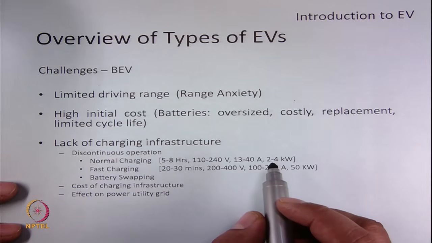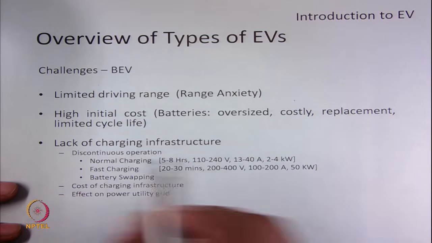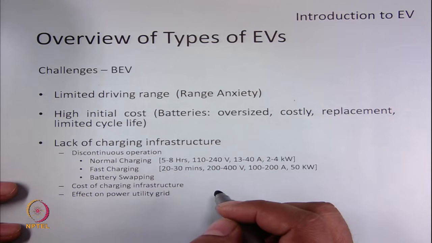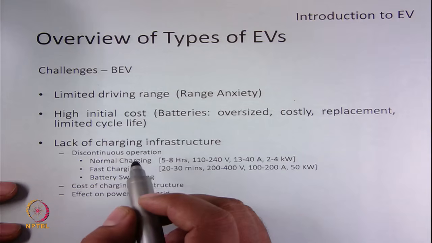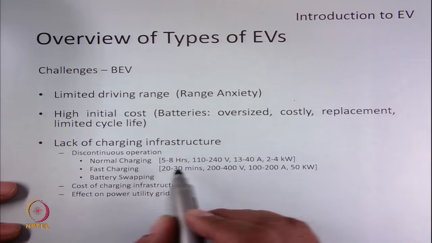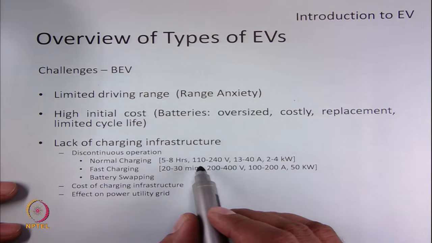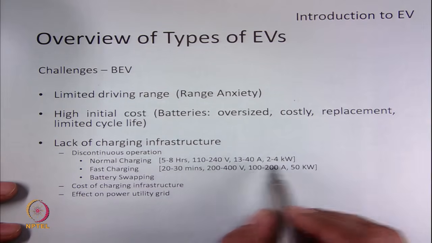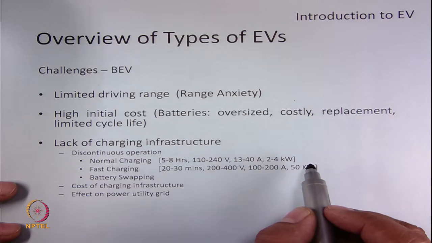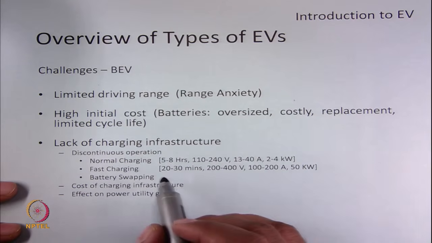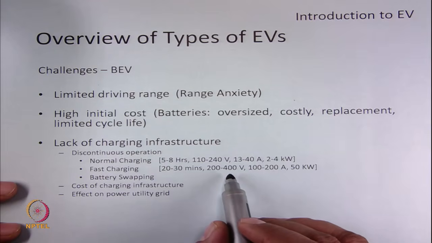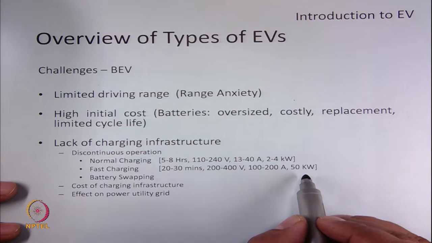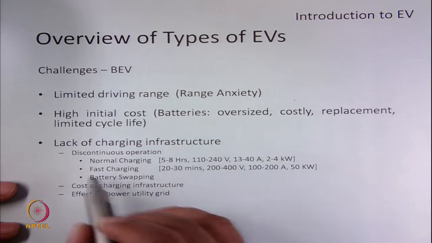The battery electric vehicle also faces the challenge of lack of charging infrastructure compared to an IC engine based vehicle. Charging requirements of a BEV lead to discontinuous operation of the vehicle. In normal charging, it takes around 5 to 8 hours for a typical 110 to 240 volt, 13 to 40 amperes and 2 to 4 kilowatt system. But it can be reduced to less than half an hour if we use a system which is 200 to 400 volt, 100 to 200 amps and 50 kilowatt system, which is also known as fast charging.